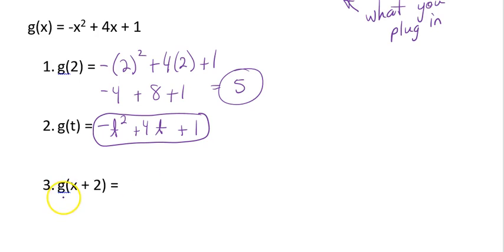Okay, for the third one, you have g of x plus 2. Now, this one is one that people sometimes mess up, but you're going to plug the x plus 2 in for both of these x's. These x's you need to take out. They're going to be replaced. They are no longer there. What I like to do is write that g formula and put parentheses where I had the x's. So it would look like this.